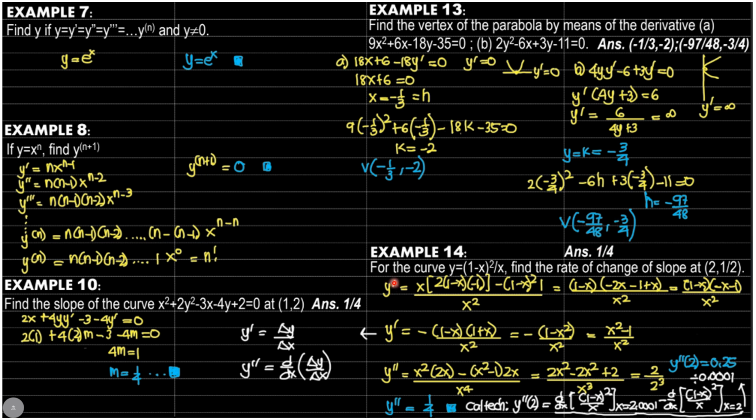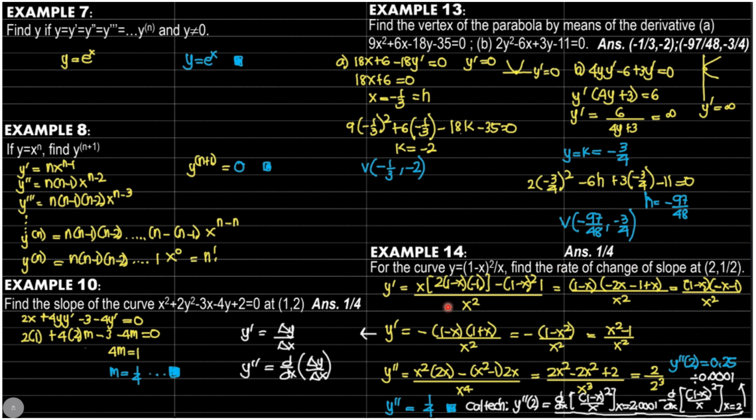Then example 14. For the curve y equals (1 minus x) squared over x, find the rate of change of slope at the point (2, 1/2). The first derivative is the slope, so the second derivative is the rate of change of slope. So this is y double prime.